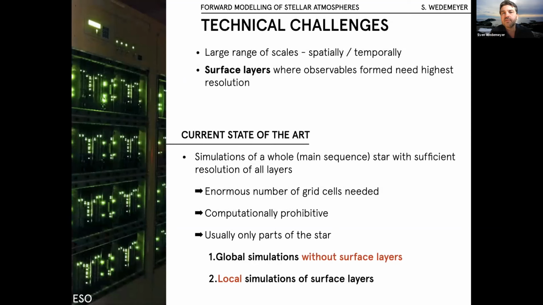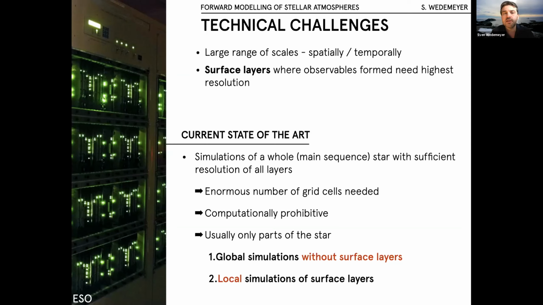The challenge here is that you have a large range of spatial scales and temporal scales that are important, that you want to capture, and especially the surface layers where our observables are formed need high resolution. So obviously what you would like to have is a simulation of the whole star that resolves the surface layers where the observables are formed sufficiently. That, of course, would mean an enormous number of grid cells and be computationally completely prohibitive.